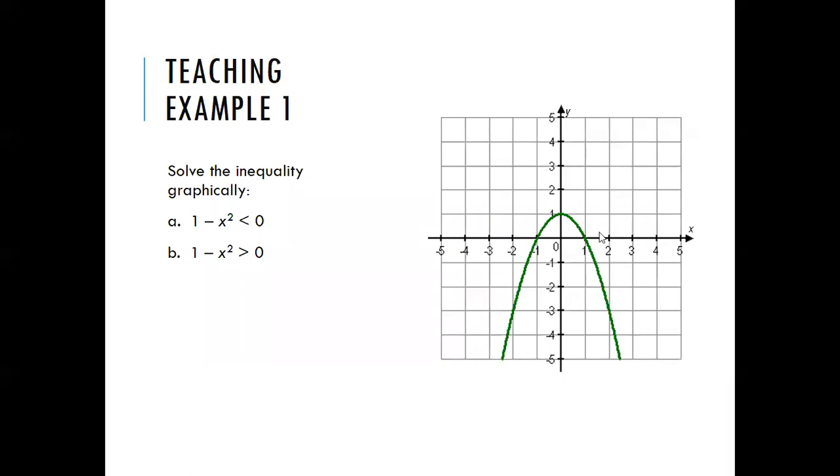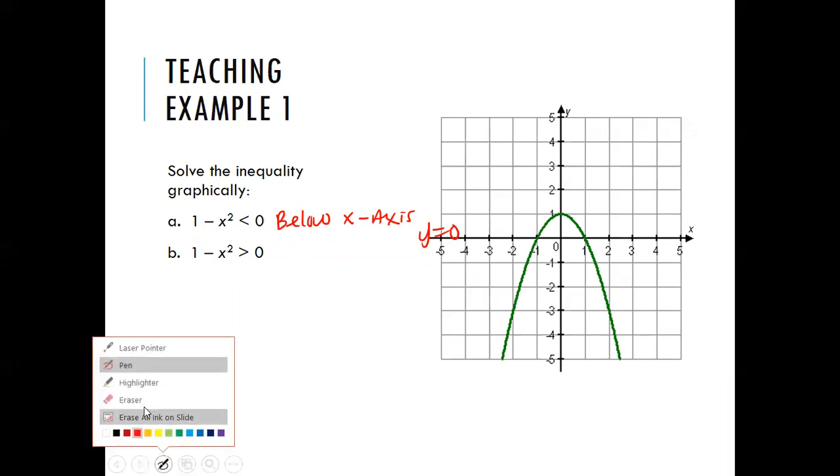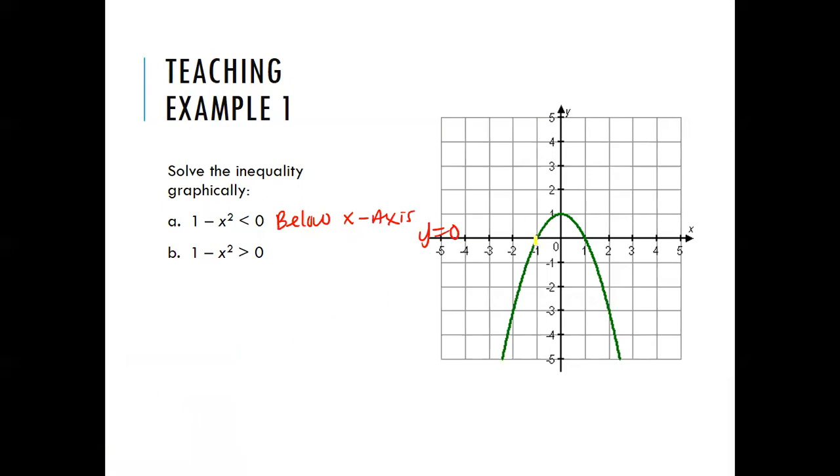All right. So when we look at it graphically, how do we solve this? So if it says 1 minus x squared is less than 0, okay, that means we're looking for what? Below. We're looking for when is it below the x-axis? So when is it below y equals 0? Does that make sense? So on our graph, we're looking at the part right here.